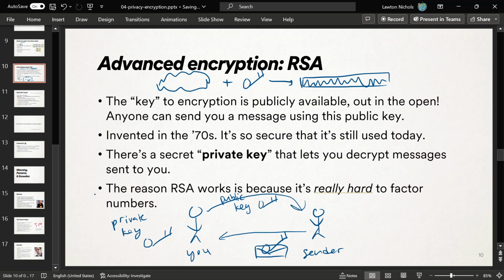I know this is all very vague right now, but I'll give you an example in the next slide. And that's just for you. You don't show anybody this. The second you share your private key with anybody, your encryption is toast.